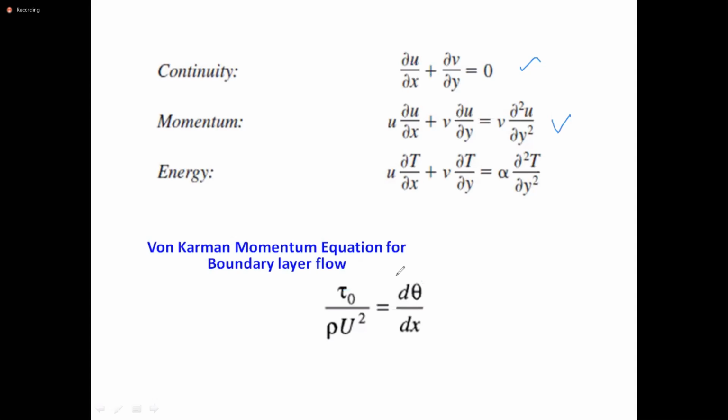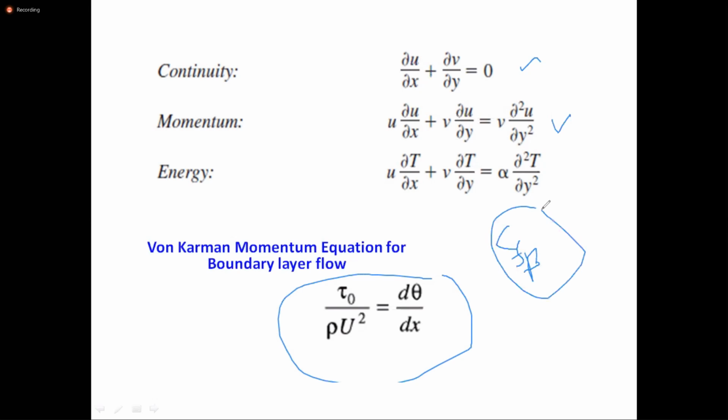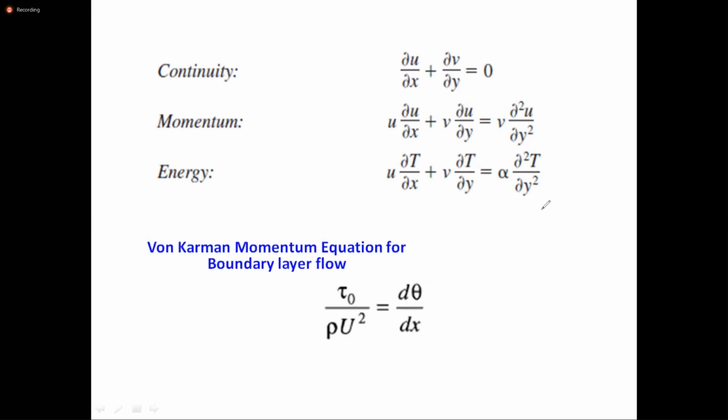And then how to get the drag force, and how to get the skin friction coefficient? Drag and lift we study in aerodynamics. The fluid flow is very important together with the energy.